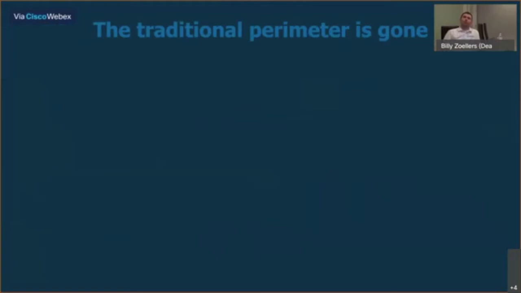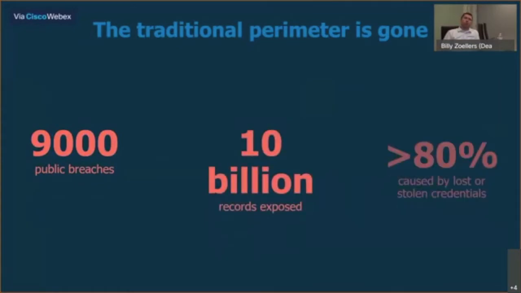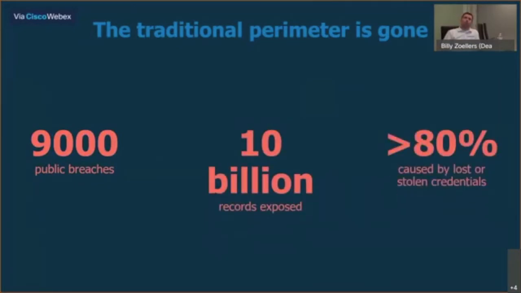So let's talk a little bit about that threat actor for a second. Since 2005, there have been more than 9,000 reported public breaches, 10 billion records exposed, and the vast majority of these breaches have been tied back to compromised credentials. So 10 billion records, 9,000 public breaches, 80% of these are stolen or lost user credentials. So right there, we've got one thing that we can focus on and maybe make this better.